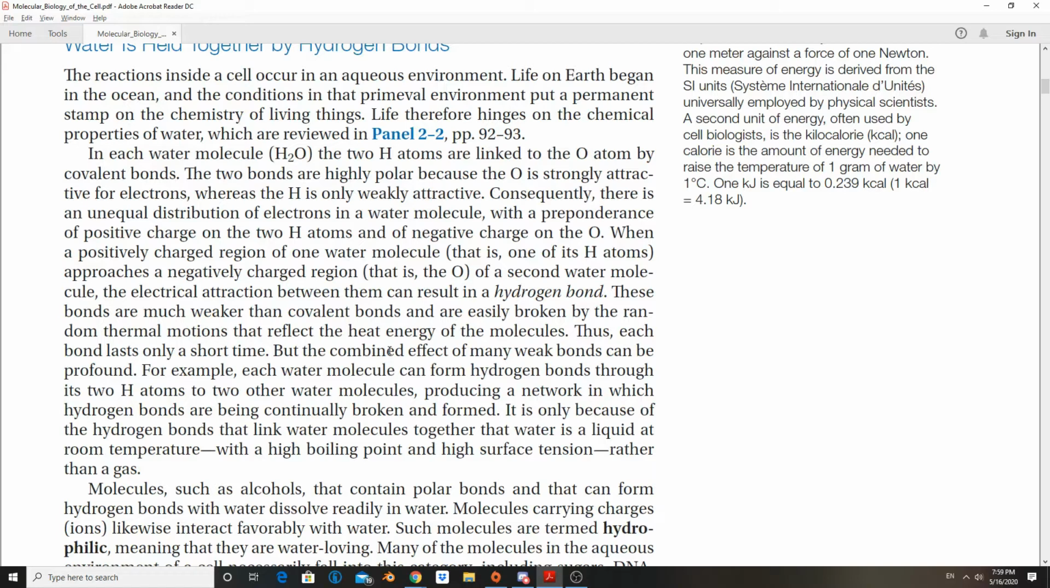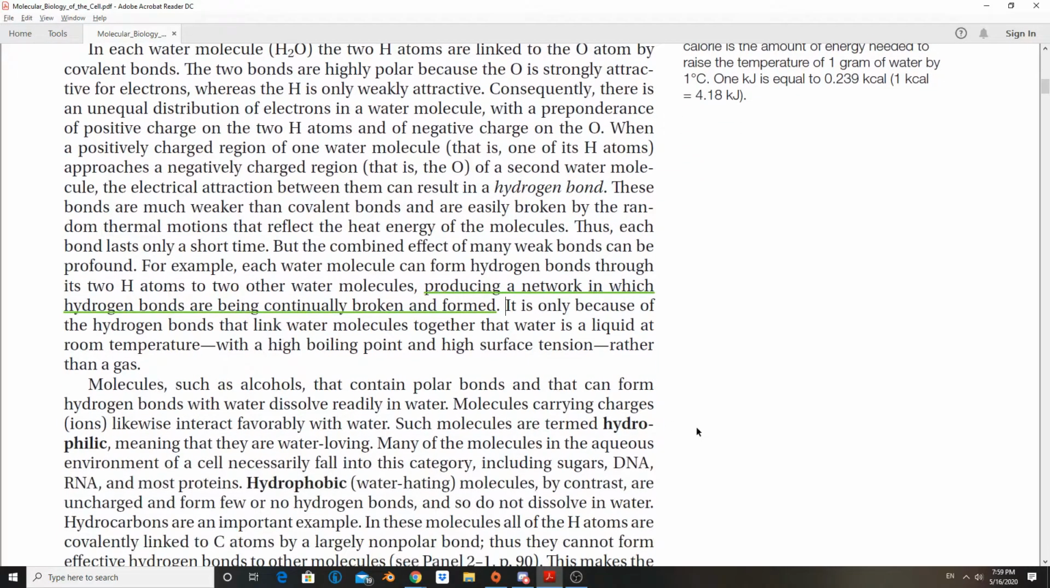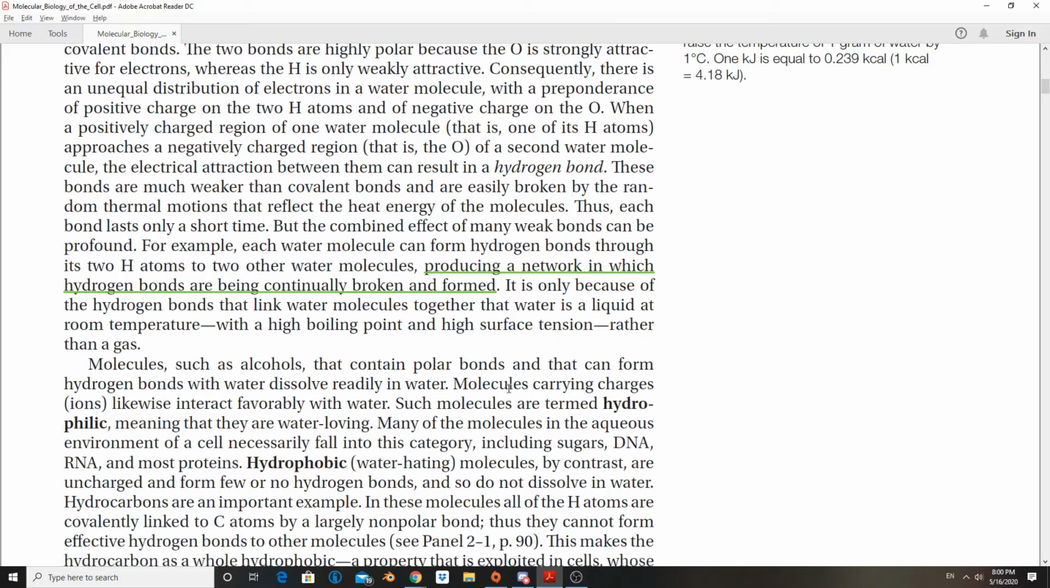Thus, these hydrogen bonds only last for a short amount of time, but if you have a lot of them, they can ultimately form a really strong network. For example, water molecules can form hydrogen bonds between each other to create a network where these bonds are continually being broken and formed. So due to these hydrogen bonds, water is a liquid at room temperature compared to a lot of covalent molecules, which are gases because they don't have these same intermolecular forces.